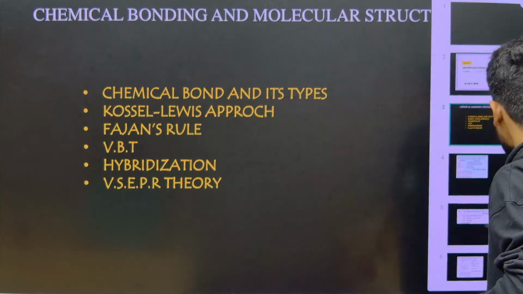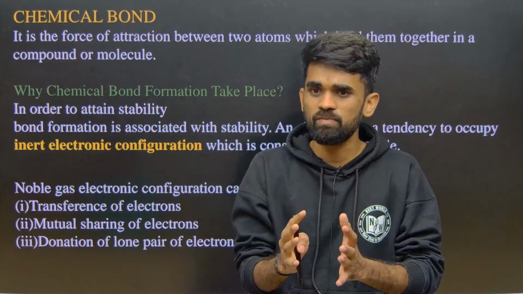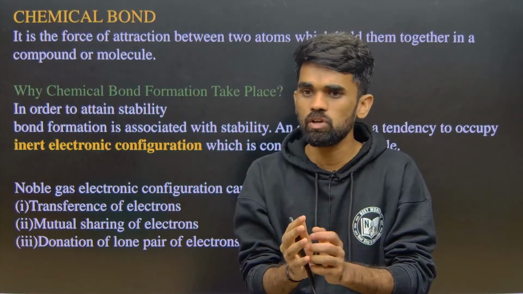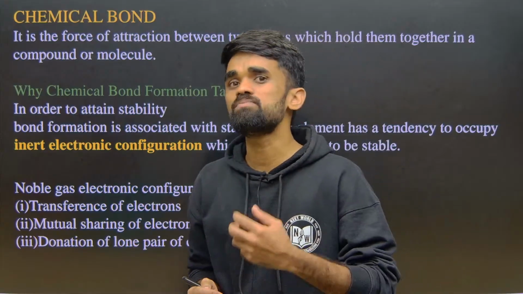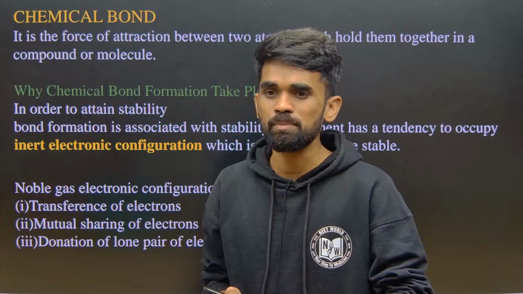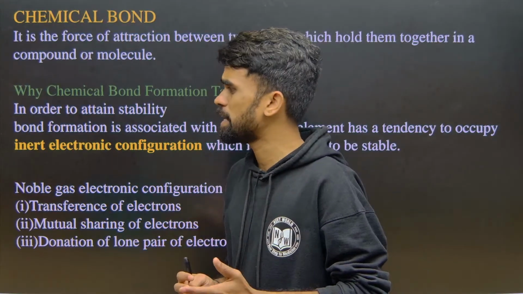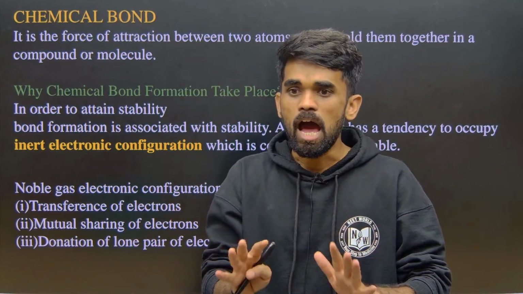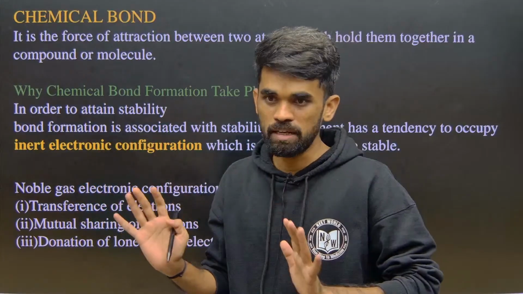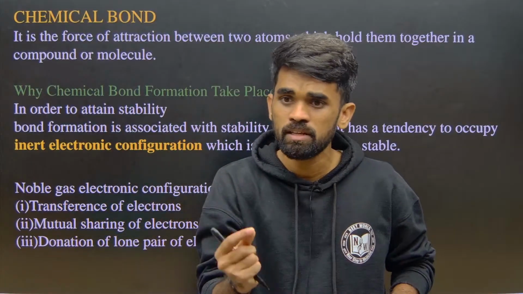So let me first discuss what exactly a chemical bond is. It is something like a force of attraction which is holding atoms or molecules together. That is the simplest way you can understand. Now, why do these molecules form, or why does this bond formation take place? This is the second basic question everyone will have. It takes place to attain stability. Everything in the universe happens to gain stability, so chemical bond formation also takes place to attain stability.